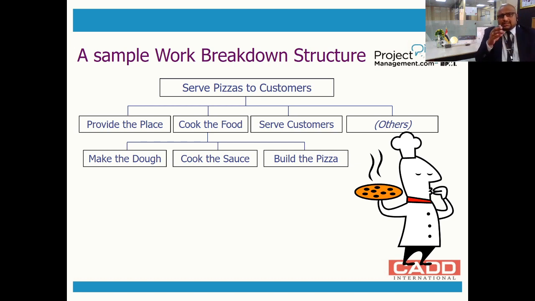And this is what I call detailing. For example, look into cooking the food. You have an area to make the dough, an area to cook the sauce, and an area to build the pizza. So this is how you define the structure. This is how you define the work breakdown structure. Here it was an example of a pizza, but in real-time examples, the pizza is much hotter.